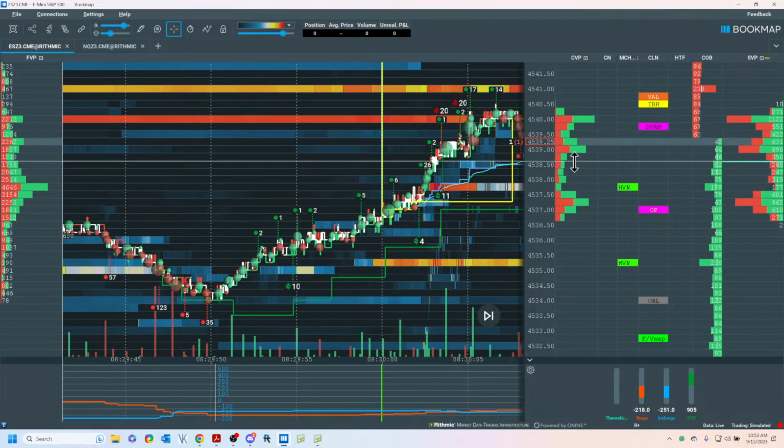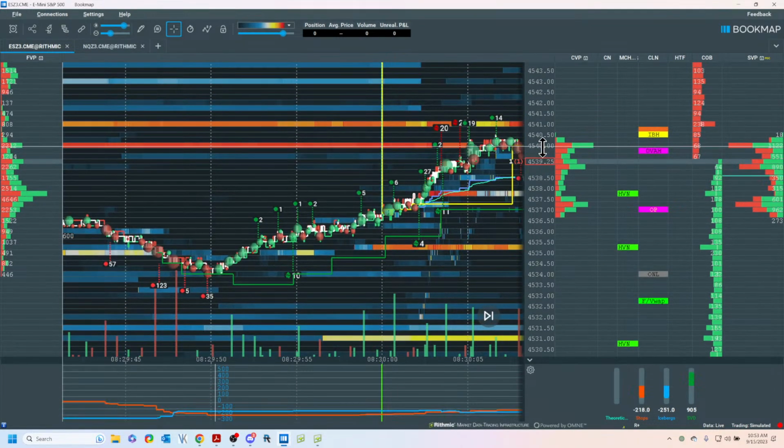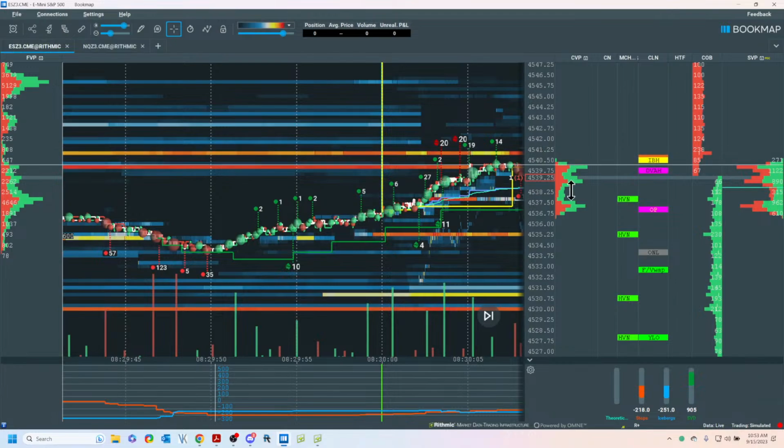Where are the stops? Let me think. Where are the stops from the longs from yesterday? They're right under here. Do you want to step in front of this if there are sell stops under here? So the buying is those responders who are taking some profits.